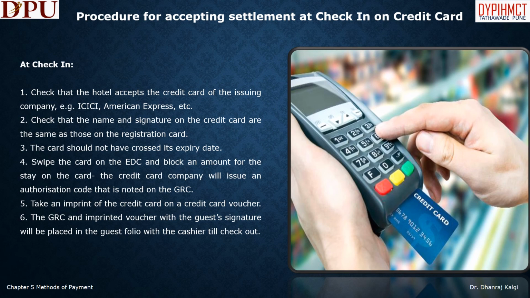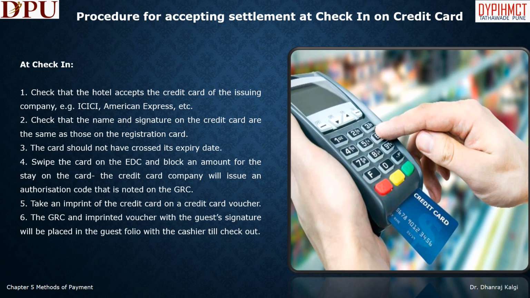4. Swipe the card on the EDC and block an amount for the stay on the card. The credit card company will issue an authorization code that is noted on the GRC. 5. Take an imprint of the credit card on a credit card voucher. 6. The GRC and imprinted voucher with the guest's signature will be placed in the guest folio with the cashier till checkout.